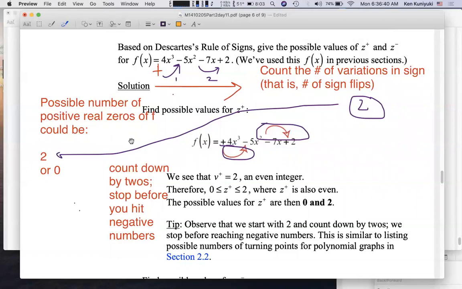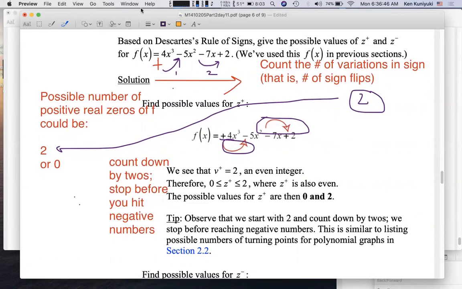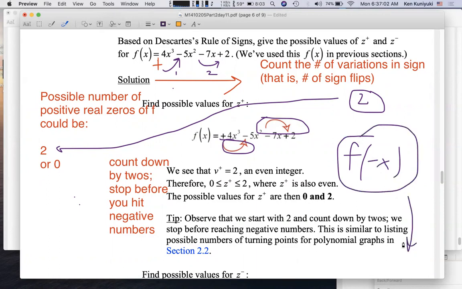Now, what about the possible number of negative real zeros? Well, like with even and odd functions, what do we do? When we studied even and odd functions, what do we study? We studied f of the opposite of x. And this is to find the possible number of negative real zeros.